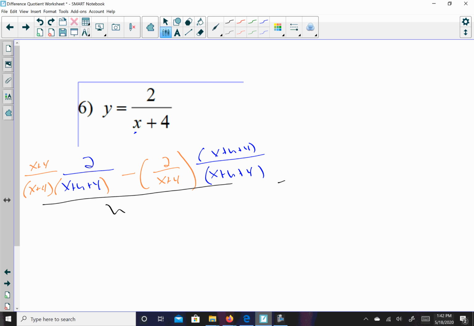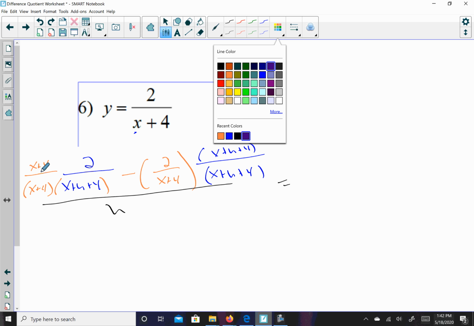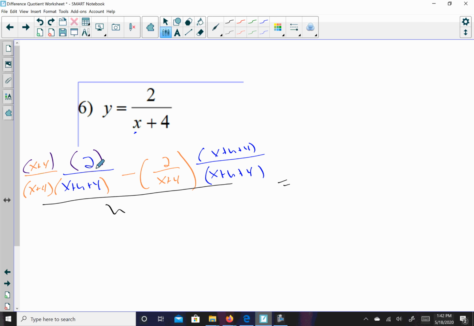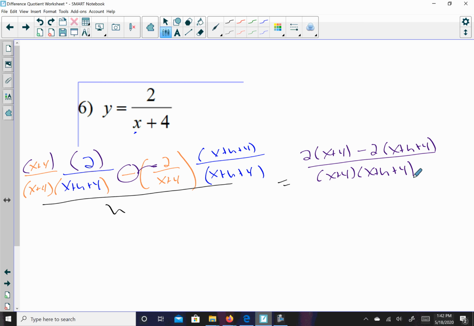So when I multiply these two, I'm going to have 2 times x plus 4. Let's just write that as 2 times x plus 4. And then this, I'm going to have this negative sign. I'm going to think of this as negative 2. So I'm going to have minus 2 times x plus h plus 4. And that's all over this x plus 4 times this x plus h plus 4.